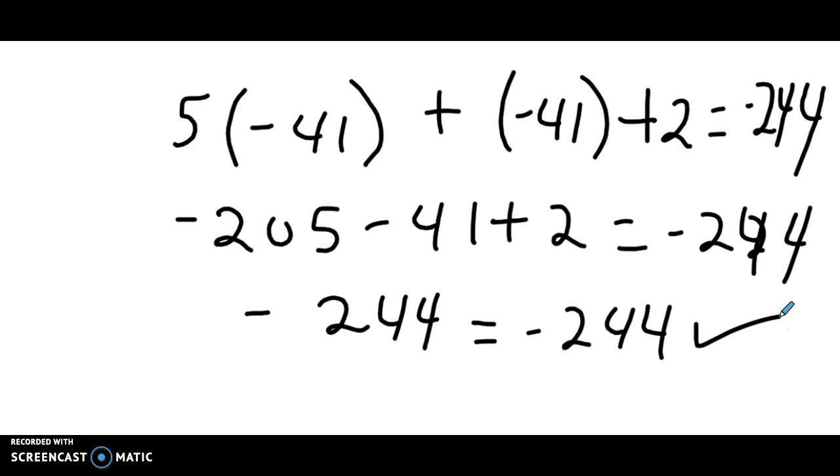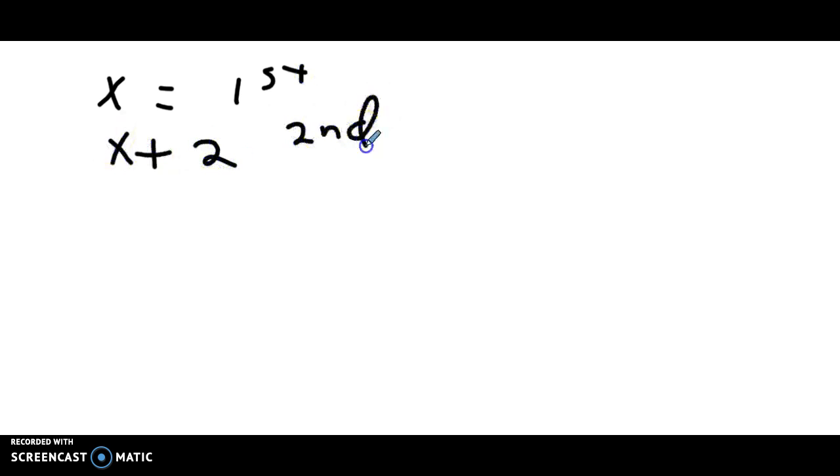Now we're on number 11. So let's see what it says on number 11. Number 11 says find 3 consecutive even integers. So we're looking at even integers now, such that the sum of twice that. So let's do this. X is the first. X plus 2 is the second. X plus 4 is the third, because they said 3. Let's do that part first.